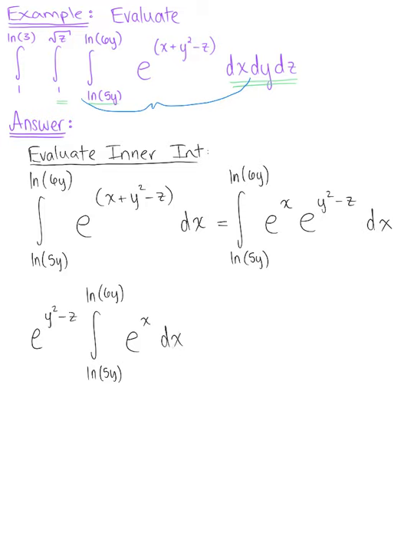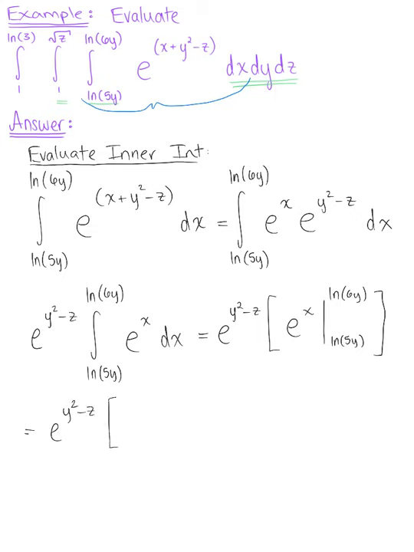Now we have a general antiderivative, and this leaves us with the natural exponential raised to the y squared minus z out in front, multiplied by the natural exponential raised to the x, evaluated from the natural log of 5y to the natural log of 6y. So this is the natural exponential raised to the y squared minus z multiplied by the natural exponential raised to the natural log of 6y minus the natural exponential raised to the natural logarithm of 5y.